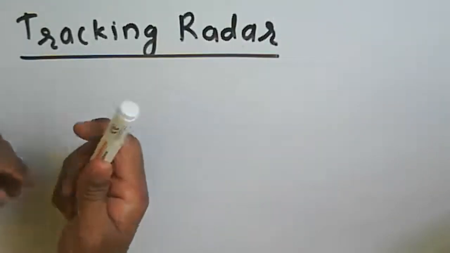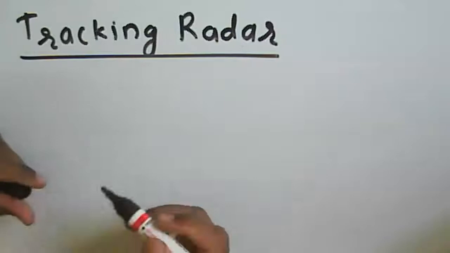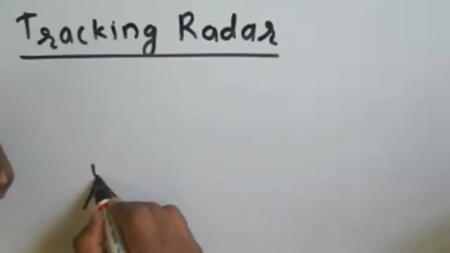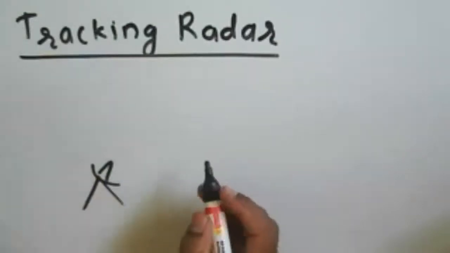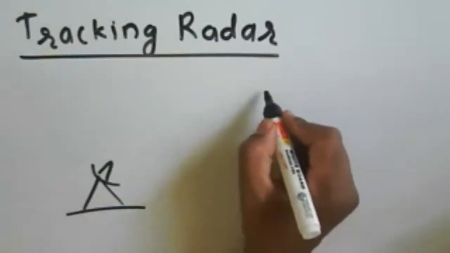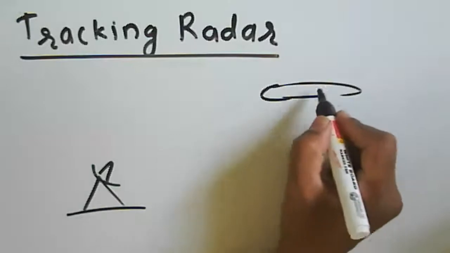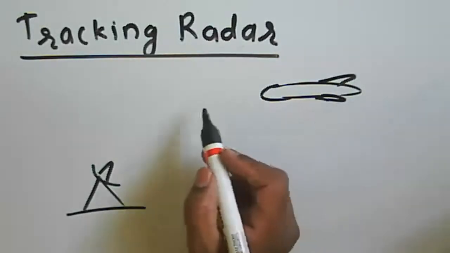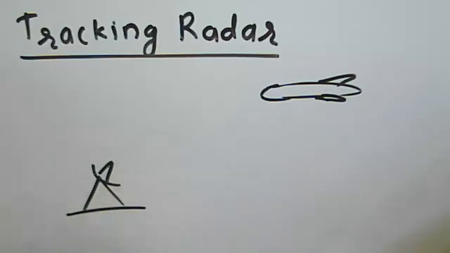So in a tracking radar, we need to identify where the target is from the given antenna. So this one is about your antenna, and this one is about a target. Our aim is to find out the location of the target. So where is the target? Now the target is present at what particular place? We need to locate that particular target.